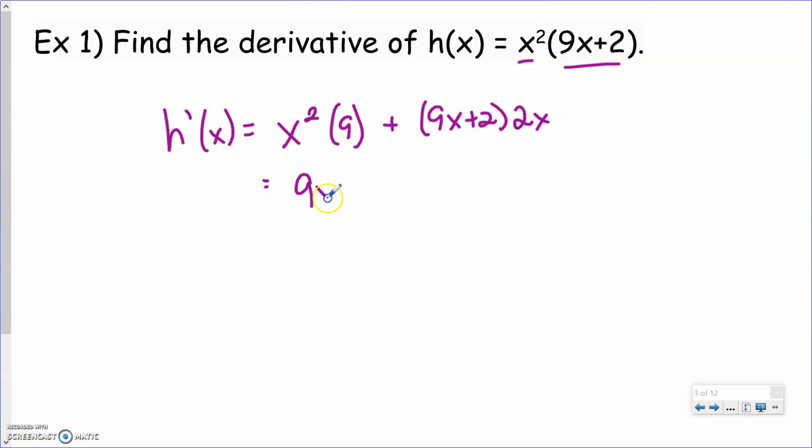And I go ahead and simplify. So 9x squared, and if I distribute, I get 18x squared plus 4x. And I can simplify that to get 27x squared plus 4x. And we're done.